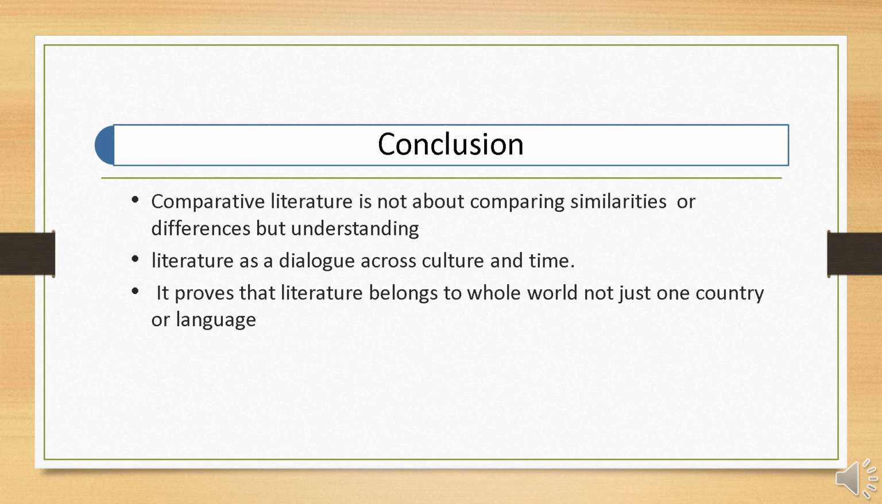Now let us see the conclusion. What we have studied here is that comparative literature is not about comparing only. It is about understanding literature as a whole, as a dialogue across cultures and time. It proves that literature belongs to the whole world, not just one country or language. I hope you are able to understand the introduction of comparative literature.